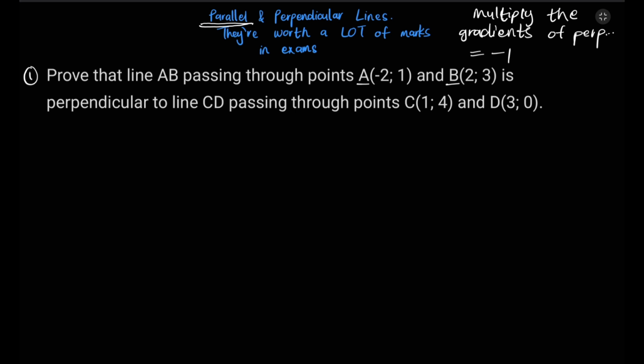So I did the first example. The first variation in which they'll ask you about perpendicular lines is to prove that they are perpendicular, and you know that you have to find the gradients and then multiply the gradients. Let's try the second variation where you have a missing variable.